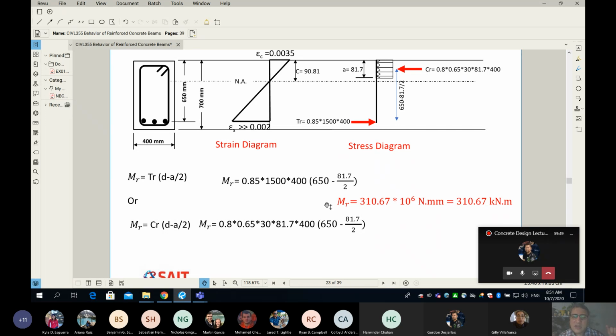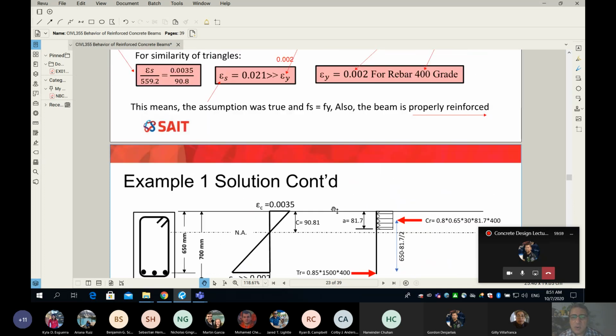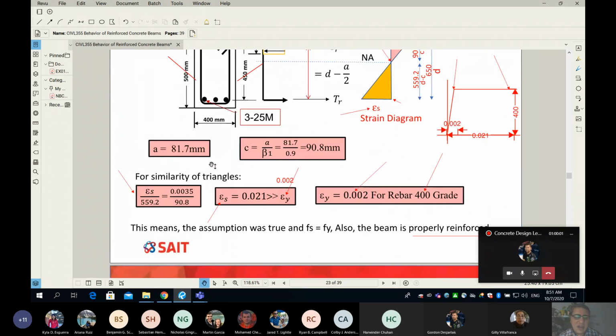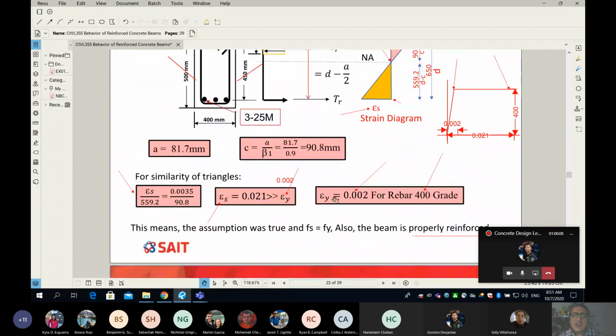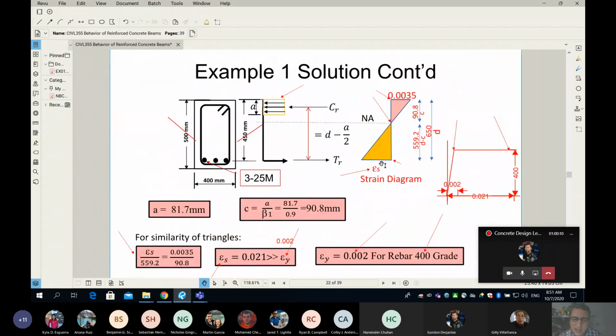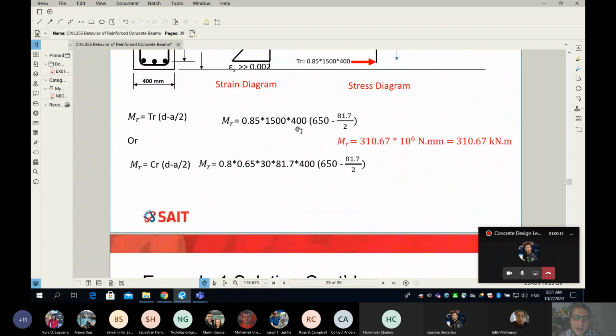Please take a note that we need to find the M R from tension and from compression, because this is a mathematical check. Maybe along the way you have made a mathematical error, and if those numbers do not agree, it means somewhere in your calculation you have made a mistake. So that's why we do it from tension and compression, to check our results. The numbers must agree. I've done it myself, and it's 310.67 times 10 to the power 6.